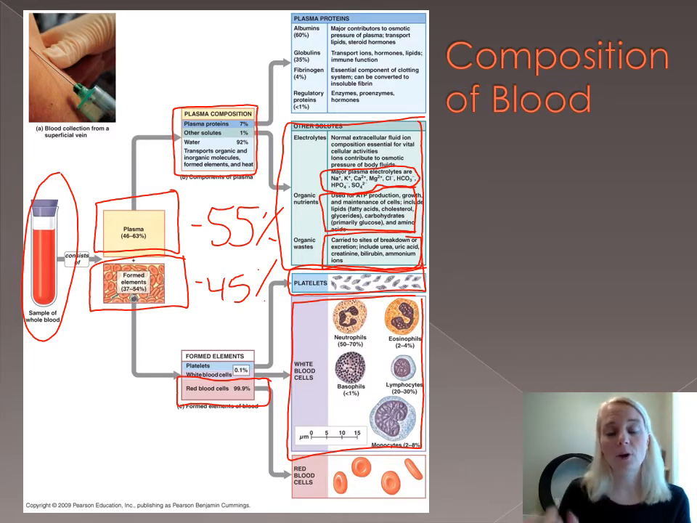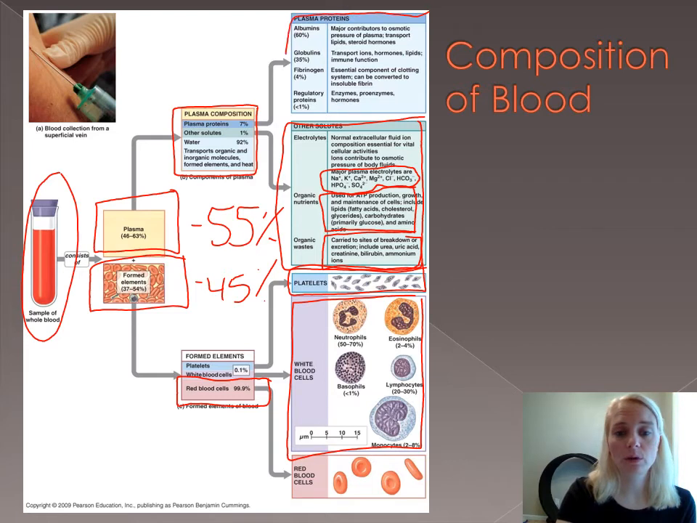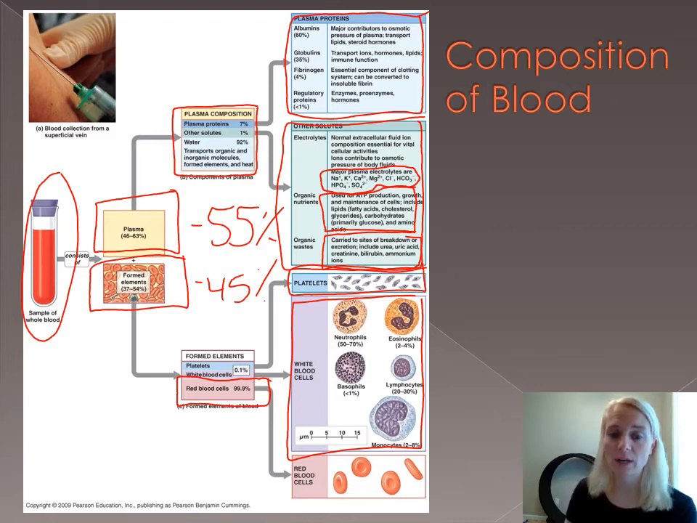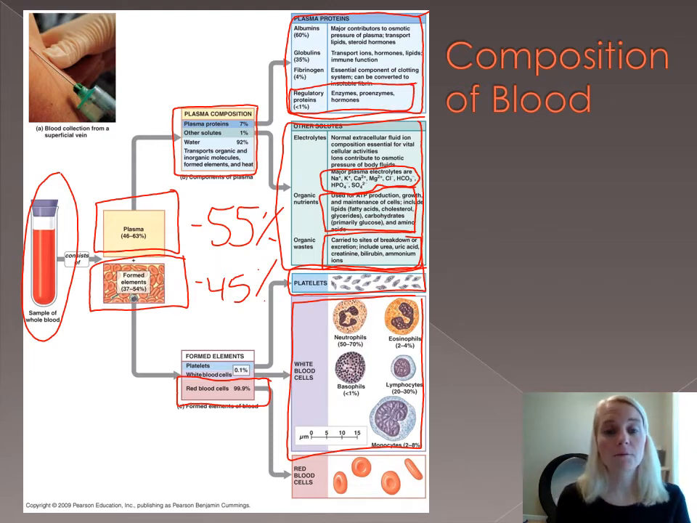And then we have our plasma proteins, and I'm going to go a little bit more in depth on plasma proteins in the next slide, but we can just list them here: albumins, globulins, fibrinogen, and I'll talk more about this guy right here because the other three are going to show up on the next slide. Of those plasma proteins, right, so 100% of plasma proteins, less than 1% of those are what we call regulatory proteins, which we pretty much just did a whole chapter on.